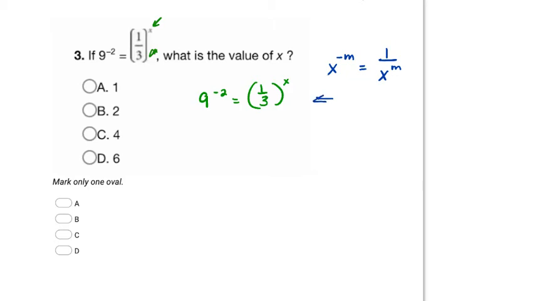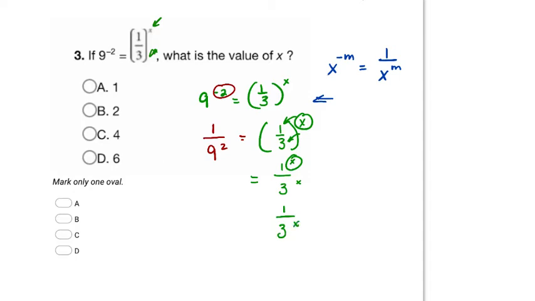Here's what I would do: rewrite it without the negative exponent right here. So that's 1 over 9 squared. Equals the right side, which is 1 over 3 to the x. Then I'm going to do a little bit of work on the right-hand side just to clean up any confusions we'll have later on. But this x here means raise the 1 to the x and the 3 to the x power. But 1 to the x power, 1 to any power, is just 1.